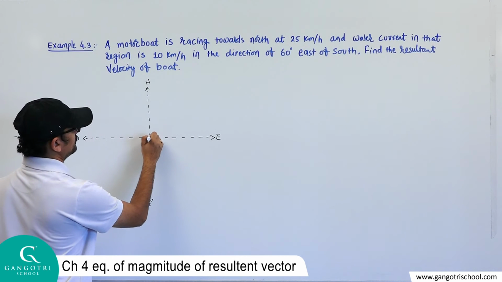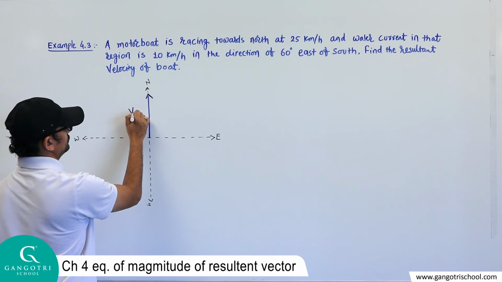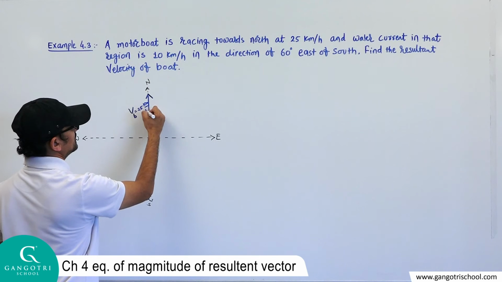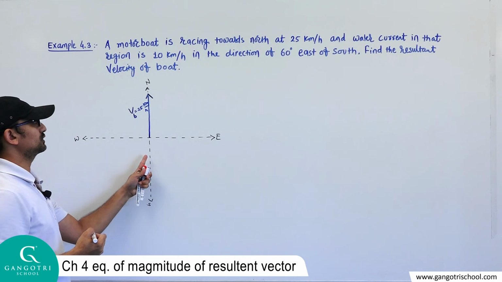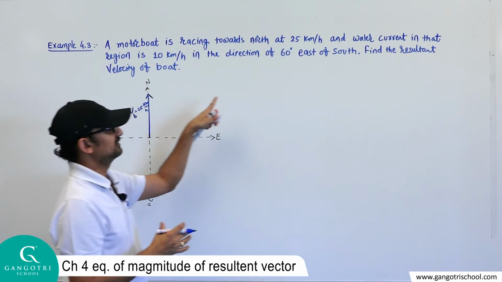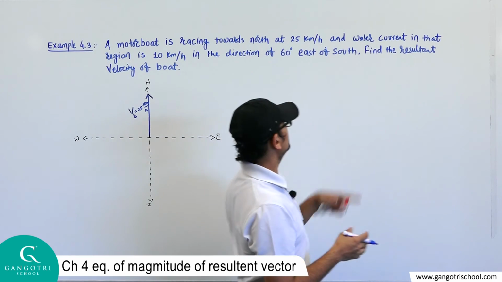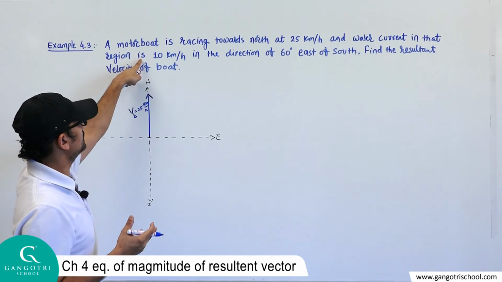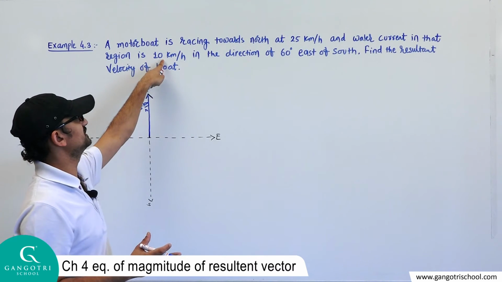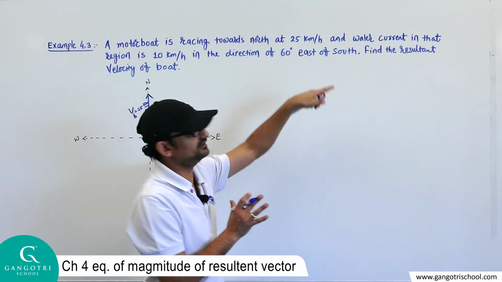Okay, so I'll draw one vector which represents the velocity of the boat, VB, that is 25 kilometer per hour. The motorboat is going towards the north direction with this speed. Now there is a water current, the flow of the river. The water current in that region is 10 kilometer per hour. It means the water of the river is flowing with this speed of 10 kilometer per hour, in the direction of 60 degrees east of south.